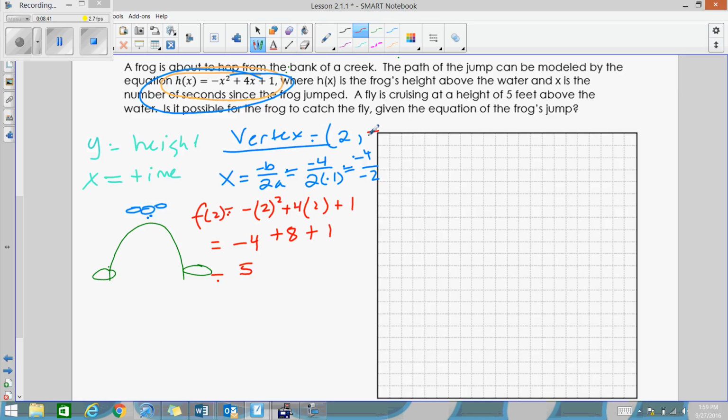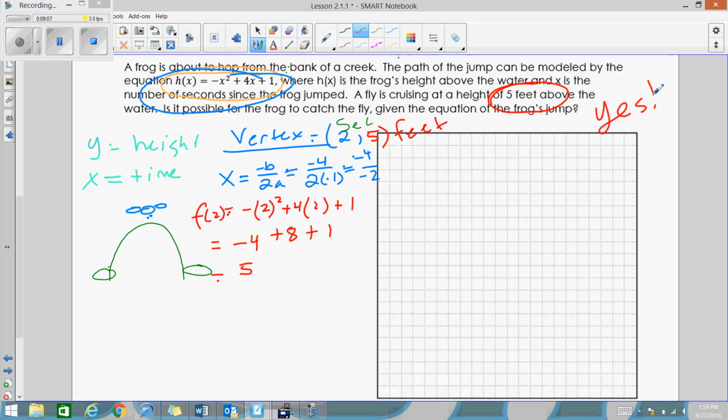So our y value is 5. Now, think about this vertex. At (2, 5), he is at his highest point. What (2, 5) means is that at 2 seconds, he is at a height of 5 feet. So here's my question: will the frog catch the fly cruising at 5 feet above the ground? And the answer is yes, it will.